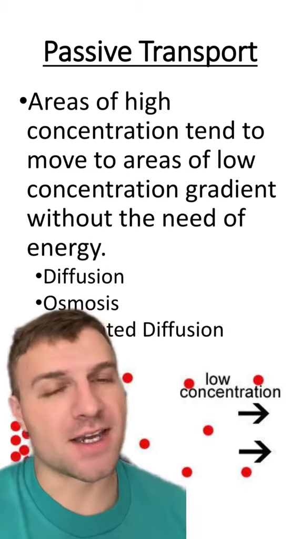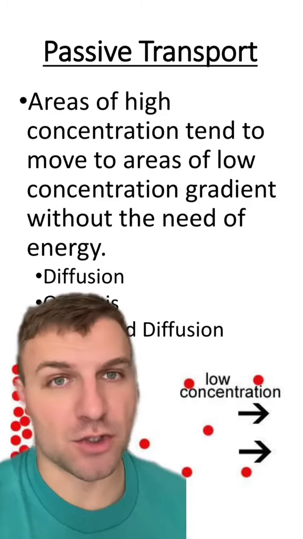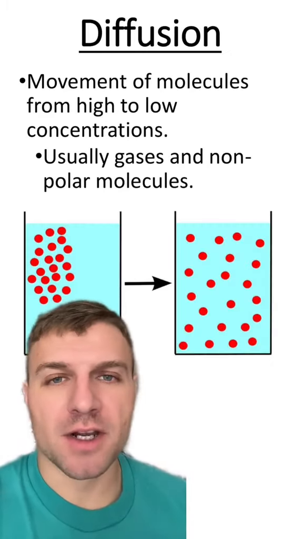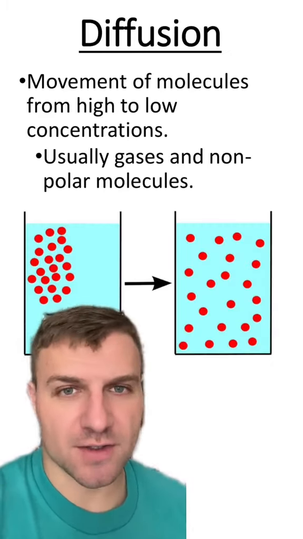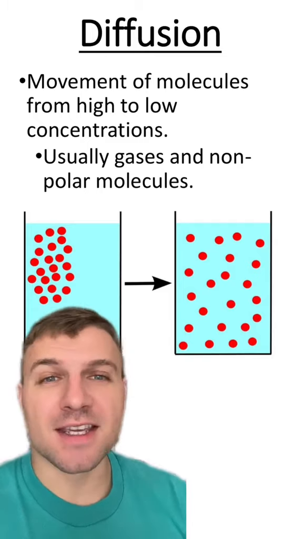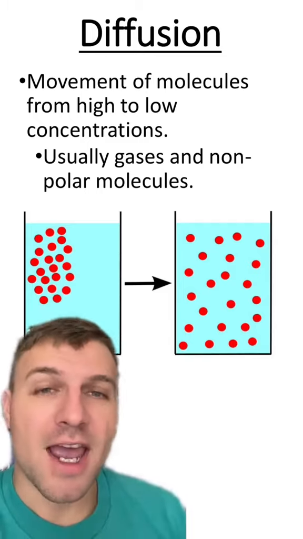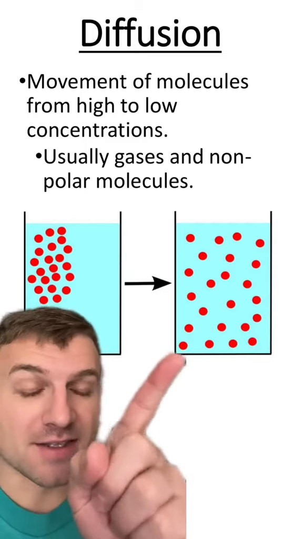Now, there are three main types of passive transport, and they are diffusion, osmosis, and facilitated diffusion. Diffusion is specifically the movement of molecules from high to low concentrations, and these are usually gaseous or nonpolar molecules. You can again see molecules moving from a high concentration to a low concentration in the beaker, and then finally evening out in the right-hand side.